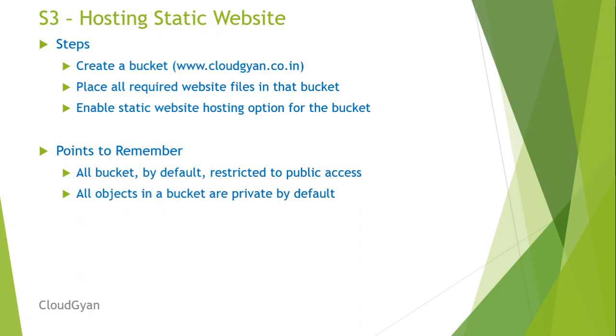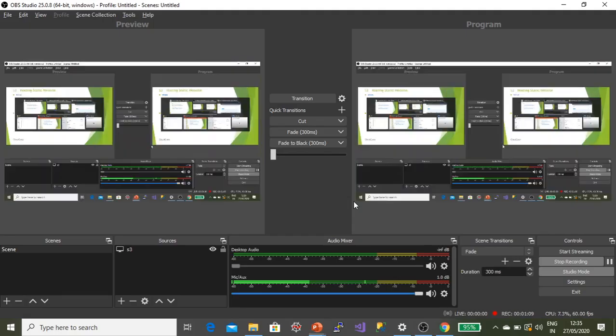There are two important points that we have to remember. First one is all buckets by default restricted to public access. That is, it is not accessible outside publicly, and all objects in the buckets are private by default. So why I'm saying, because we'll be revisiting these two important points again to see how it works while hosting the static website. So let's go to the Amazon console.